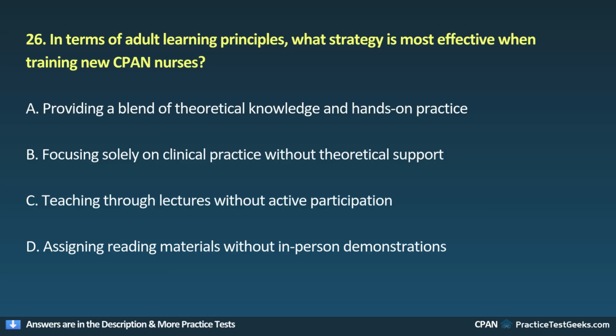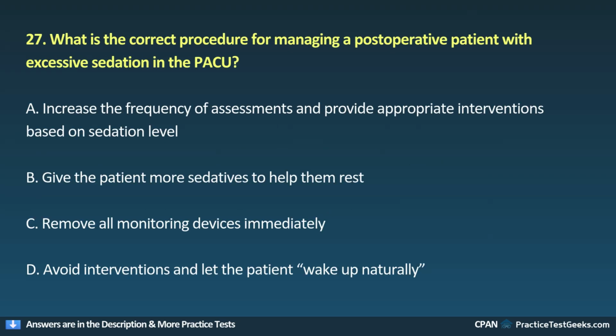26. In terms of adult learning principles, what strategy is most effective when training new CPAN nurses? A. Providing a blend of theoretical knowledge and hands-on practice. B. Focusing solely on clinical practice without theoretical support. C. Teaching through lectures without active participation. D. Assigning reading materials without in-person demonstrations.